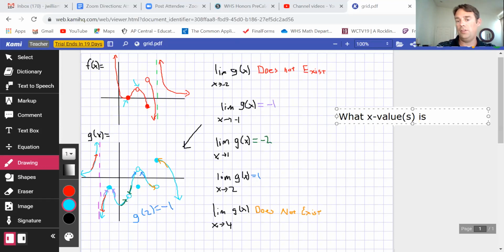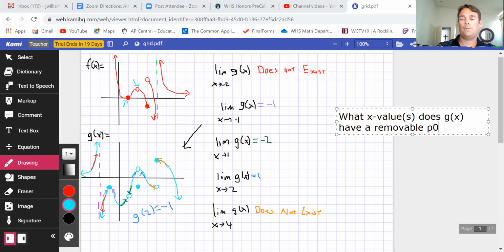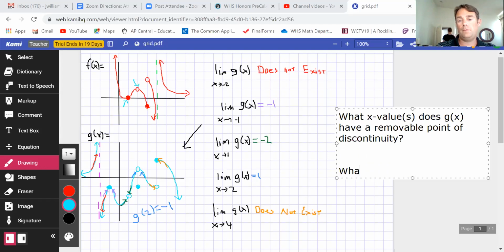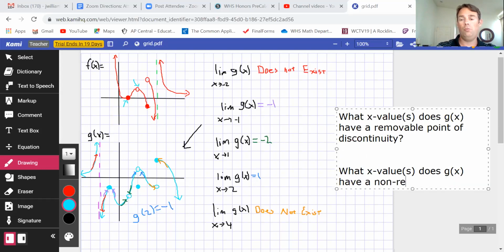At what x values does g of x have a removable point of discontinuity? And at what x values does g of x have a non-removable point of discontinuity?